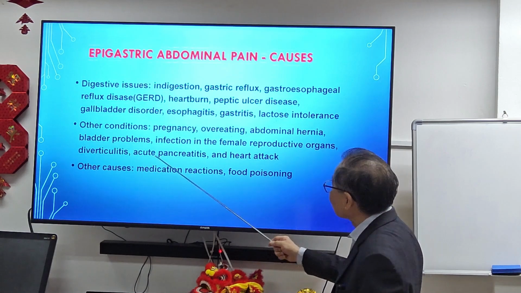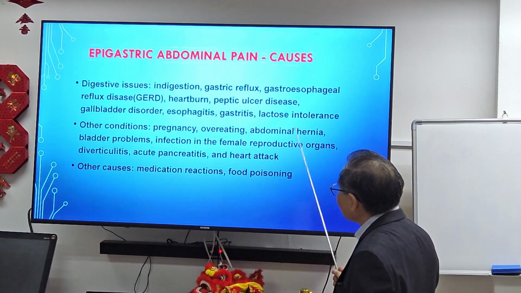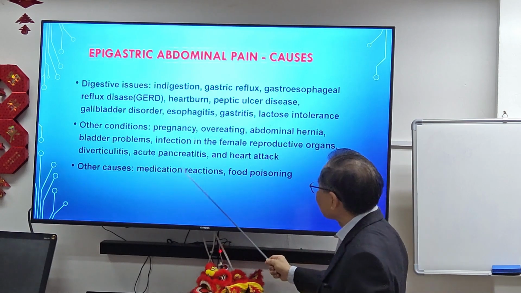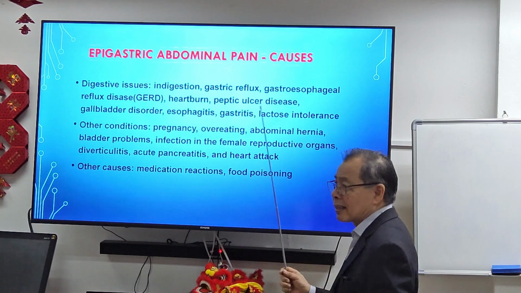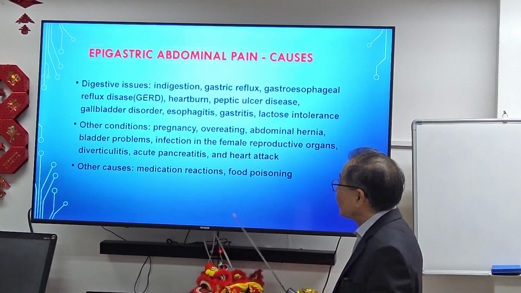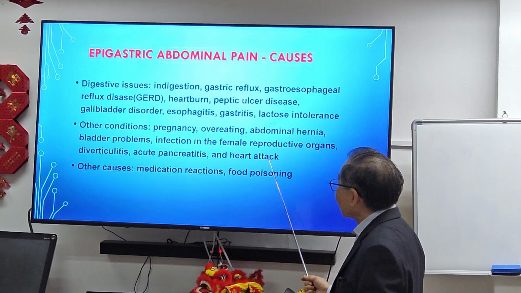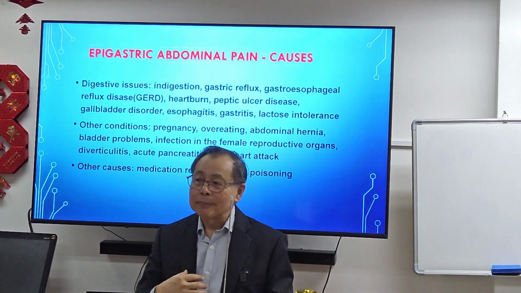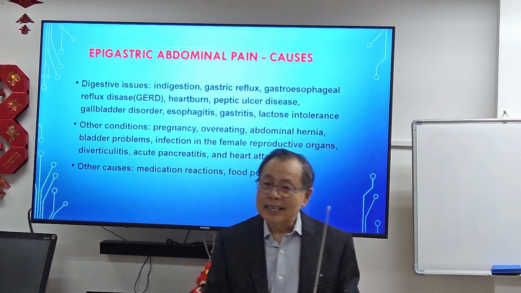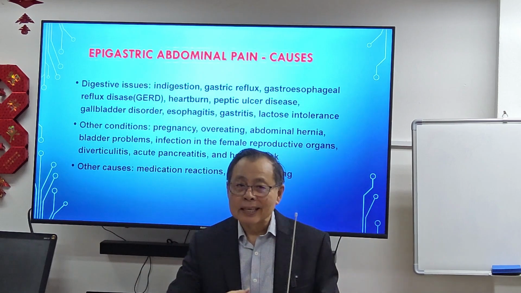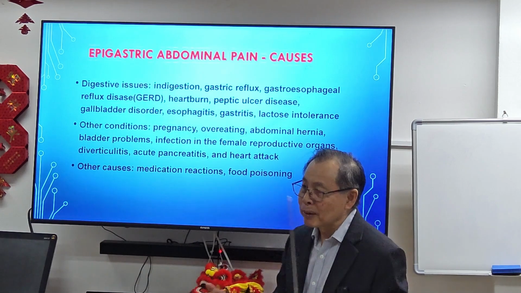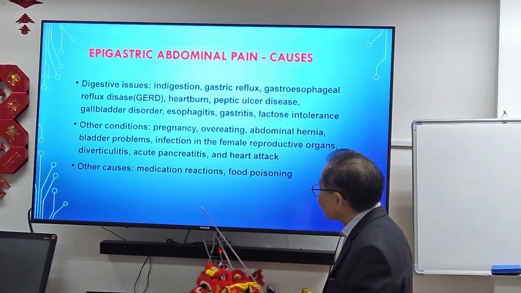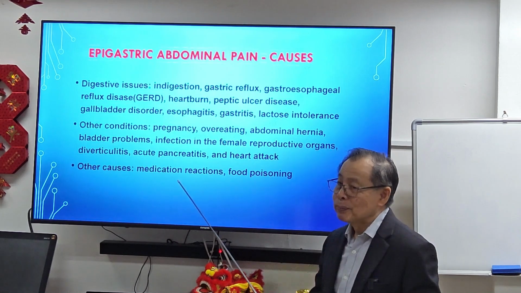Abdominal hernias, bladder problems, and in a female, infection. Then you have such things as diverticulitis, pancreatitis, even heart attack. When I give the lecture on the heart, I say that sometimes chest pain may be due to something in the stomach, right? Gastric problems can sometimes give you chest pain and your heart may be perfectly normal, and you do a scope and you find something in the stomach. The reverse is also true.